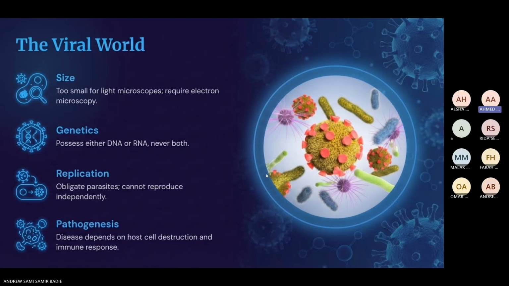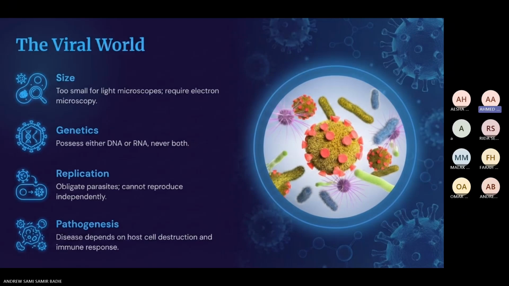So let's start with viruses because they are weird. There are debatable ideas about whether they are alive or not. But we all know that viruses are small. They are tiny. They cannot be seen with a light microscope. You need an electron microscope to see them. Secondly, their genetics are weird. They can only carry one type of nucleic acid. It can either be DNA or RNA, but never both.